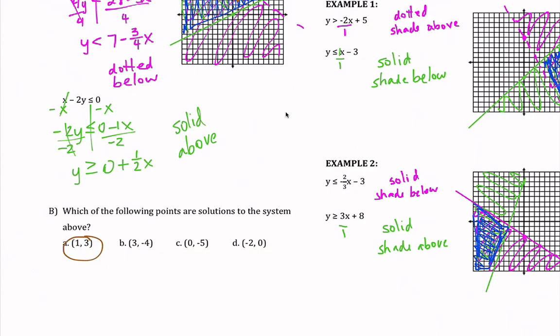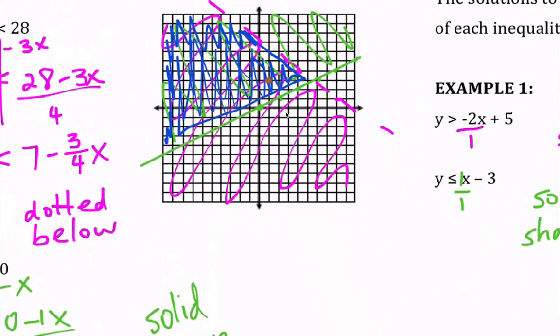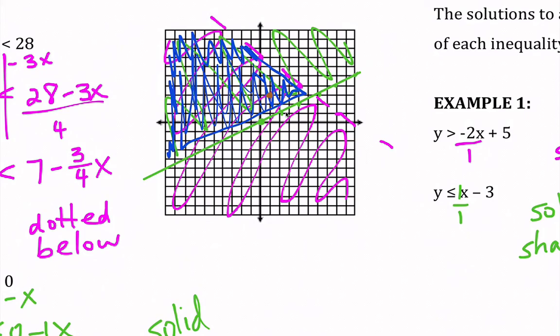Now let's try 3, -4. From the origin, I'm going to go forward 3. -4 tells me to go down 4. Well, 3, -4 is in the pink shaded area, but is it a solution? No, because my solutions are over here where they both intersect. So 3, -4 is not a solution.